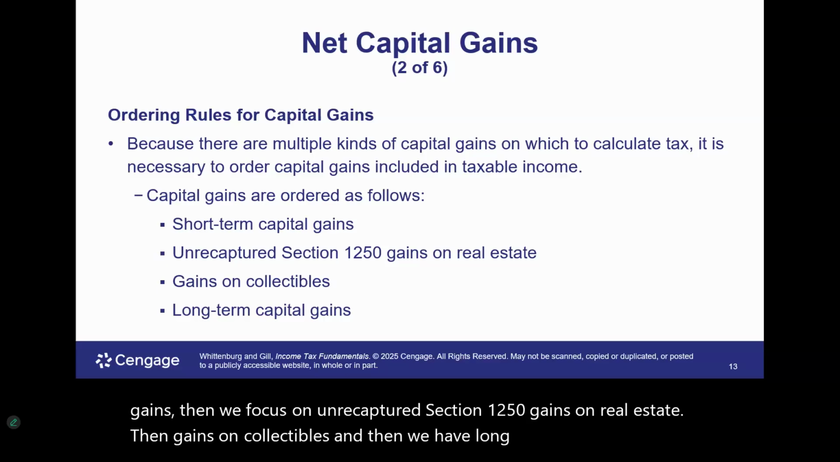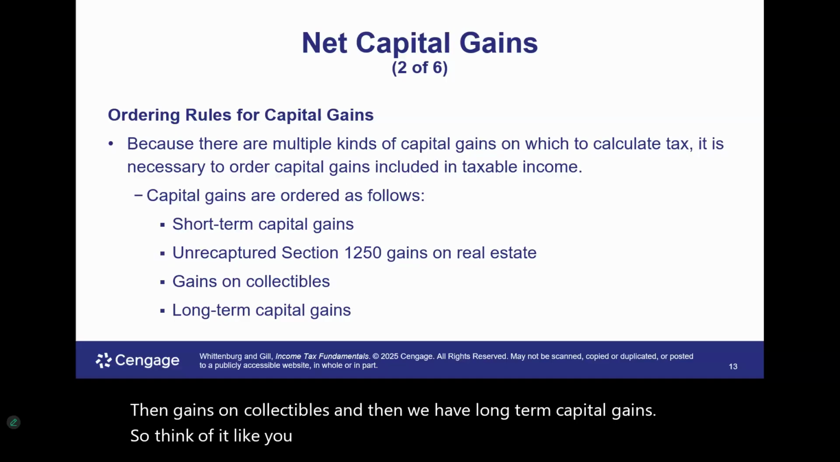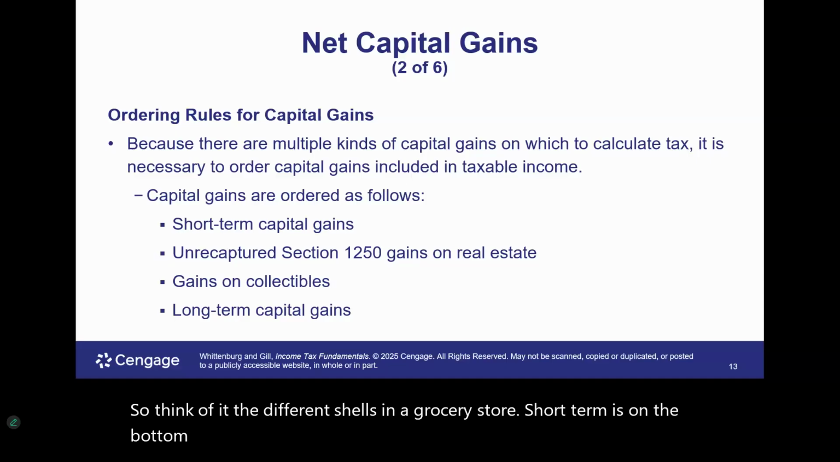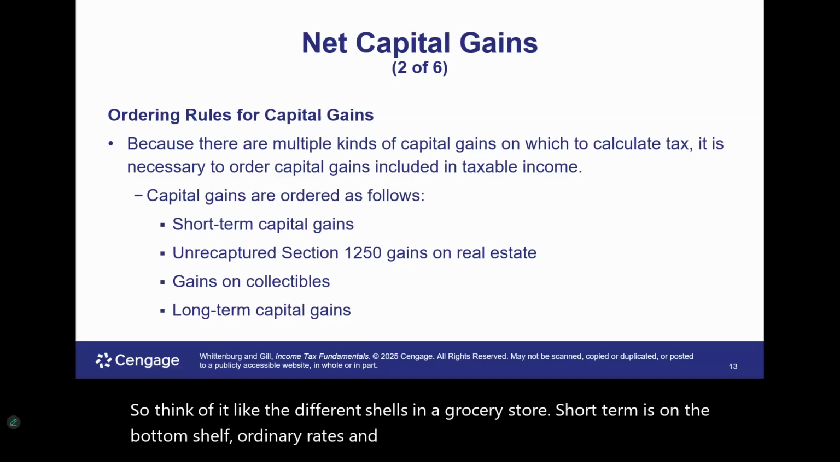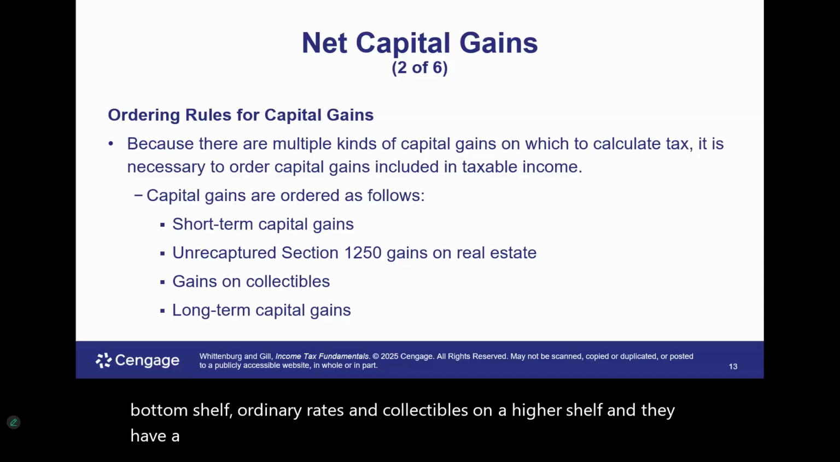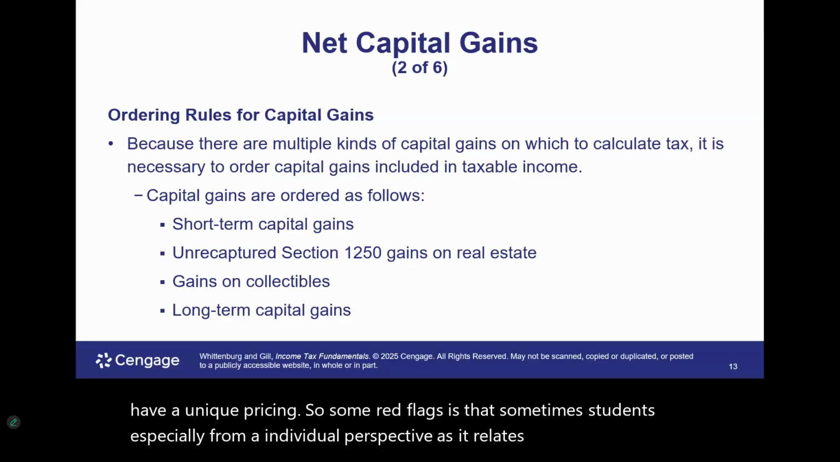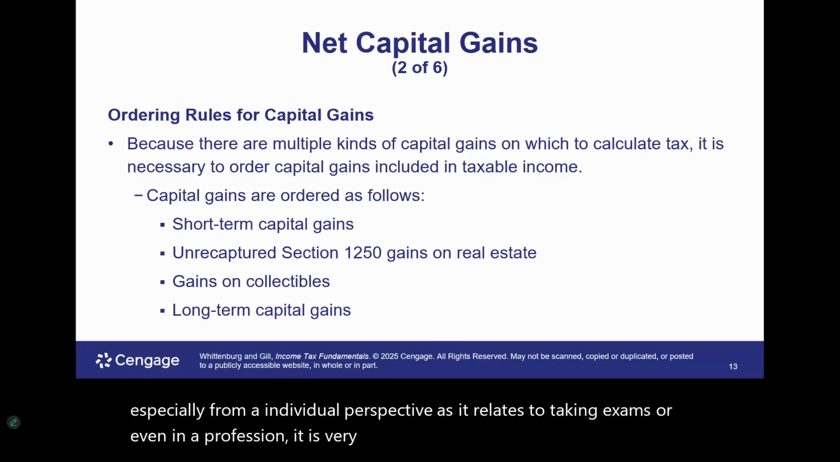So think of it like the different shelves in a grocery store. Short-term is on the bottom shelf, ordinary rates, and collectibles are on a higher shelf, and they have a unique pricing. Some red flags: sometimes students, especially from an individual perspective as it relates to taking exams, or even in a profession, it is very, very important to remember the ordering rules.